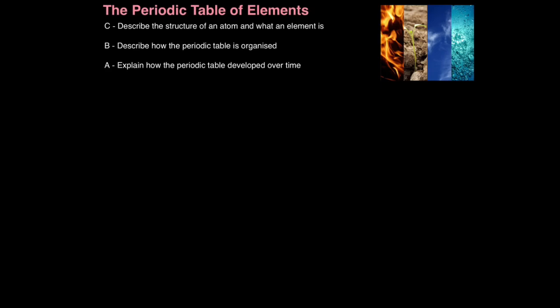In this chemistry tutorial, we're going to look at the periodic table of elements. The first aim is to describe the structure of an atom and define what an element is. Then we need to describe how the periodic table is organized. And then we're going to explain how the periodic table developed over time.